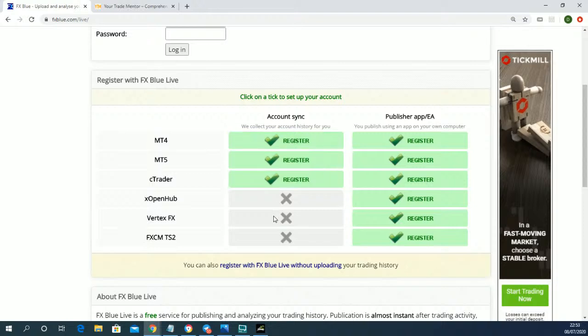You know what you can do? Just open a demo account with any broker that has MT4 platform. You don't have to use a live account. You can use your demo account. Okay, let me give you a link. I'll give you a link to open a demo account. I'll give you IC Market link. So you can just open a demo account with IC Market.